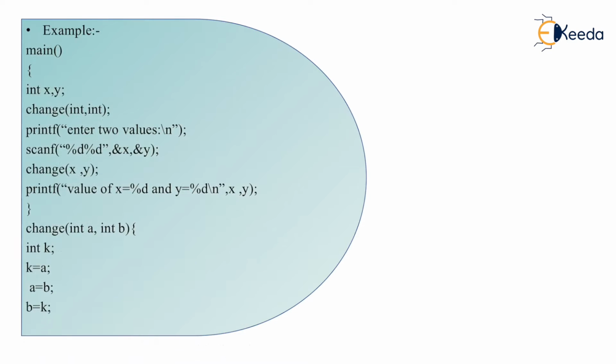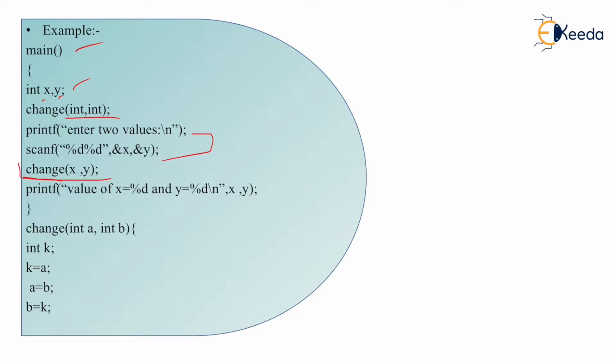So now we'll see the example. In this example, we are using the main function. In the main function, we have declared two variables, x and y, which are of type integer. Then we are declaring the function with two arguments, integer and integer, and no return type, that means it is not returning anything. Then I'm saying printf enter two values and we are storing those values in x and y. After that, we are sending the values of x and y to the function change.